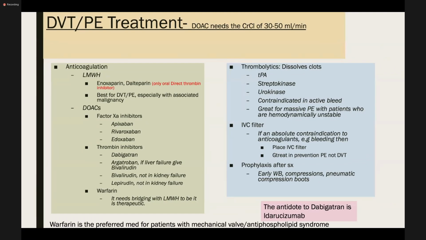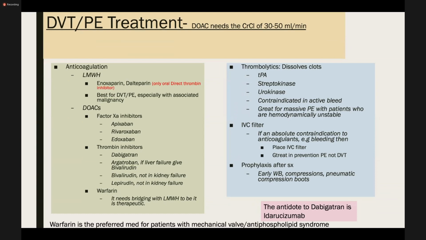When you have a patient who is at high risk for bleeding, you don't want to give them any anticoagulant. Instead, give them pneumatic compression socks, especially when they have a high risk of bleeding. Now, don't forget with DOACs, you want to order a creatinine clearance and check their kidney function. Anything below 30, you can't give DOACs because they are cleared by the kidney. Let me stop here. Any questions?